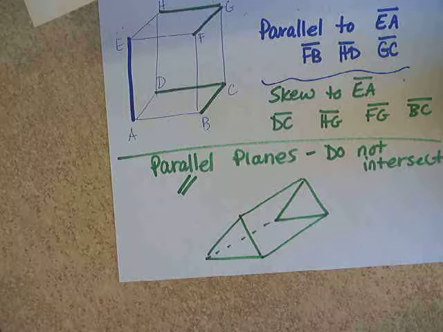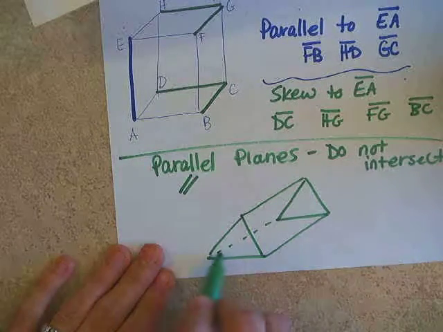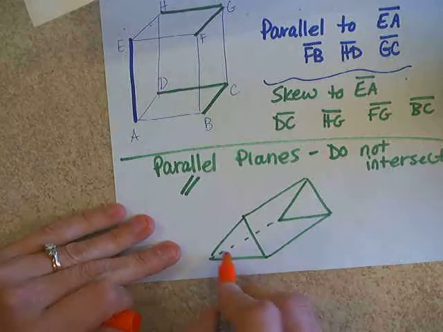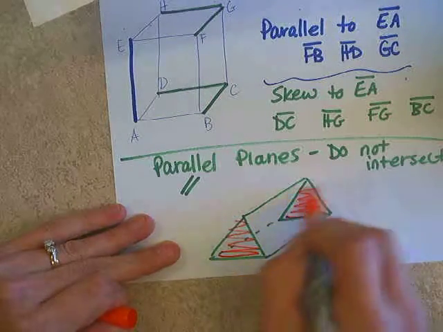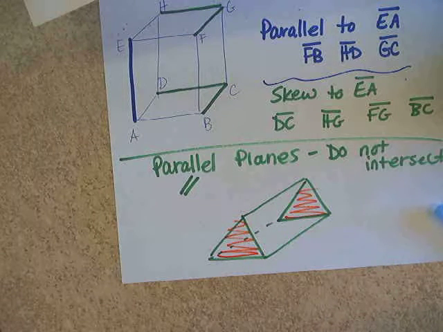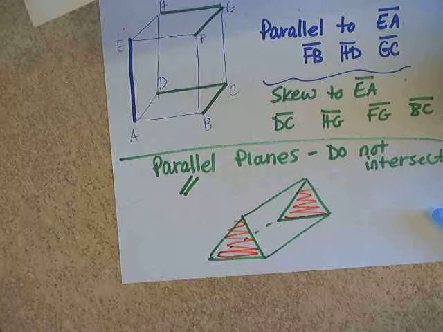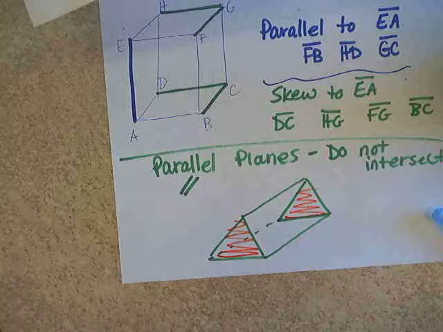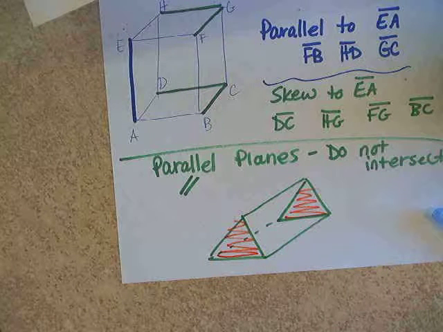So what actually in this diagram would represent parallel planes? We'll just shade them. Yes? The front and the back, the triangles, right? Because the rectangular faces of that shape, they are all intersecting. So the only thing here that's parallel would be that and that. Those are my parallel faces. So there's only one set. Okay.